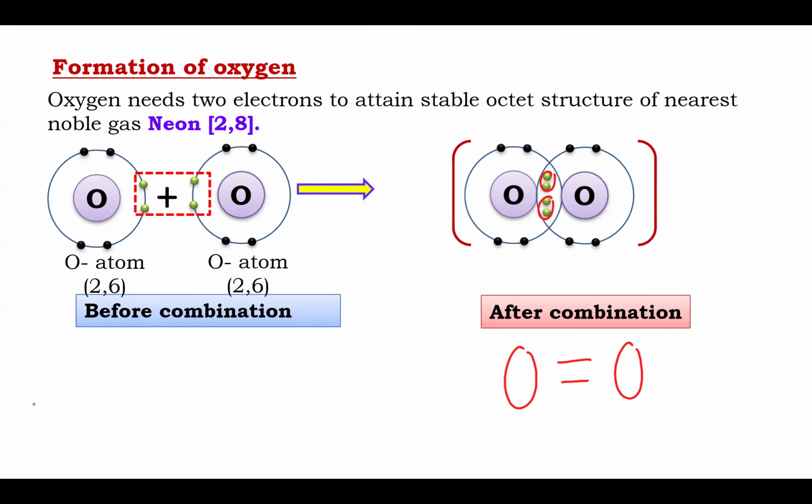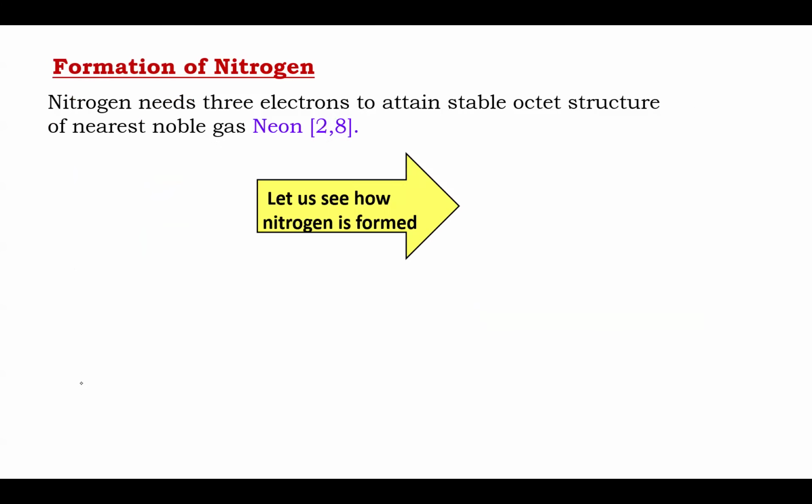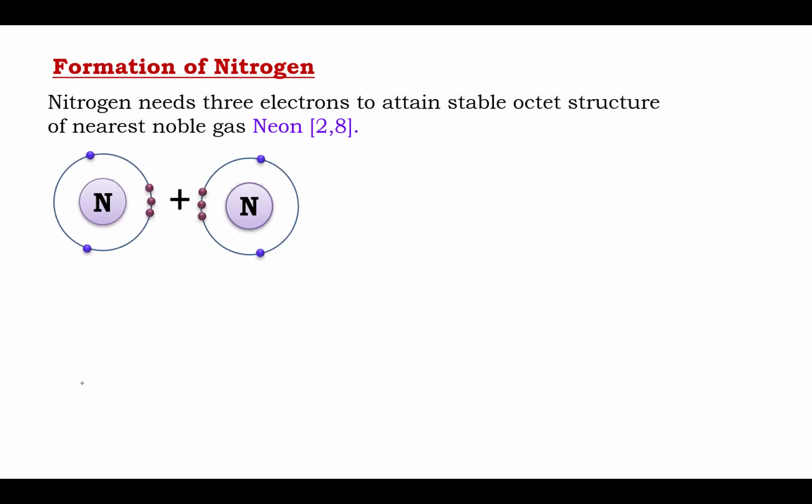Now, chalo, you tell me orally, fatafat. Nitrogen, what will it do? Nitrogen atomic number is 7. So 2, 5. This nitrogen also needs 3. This also needs 3. So look, I have drawn only the outer electrons. 1, 2, 3, 4, 5. For this nitrogen also I have drawn the outer electrons. 1, 2, 3, 4, 5.